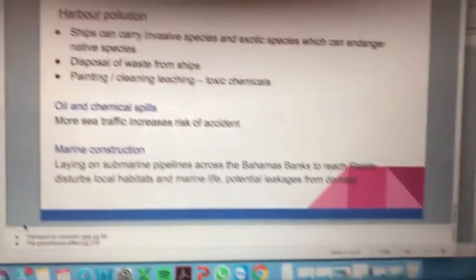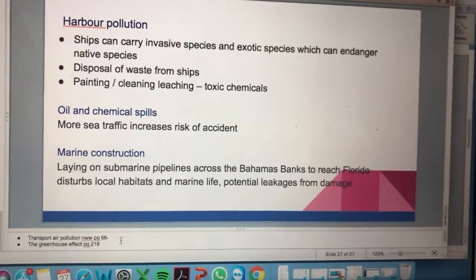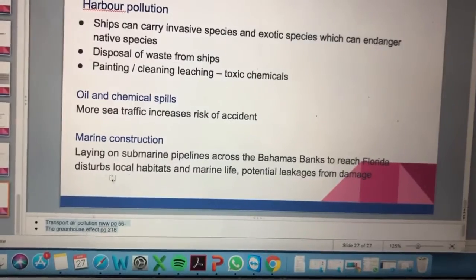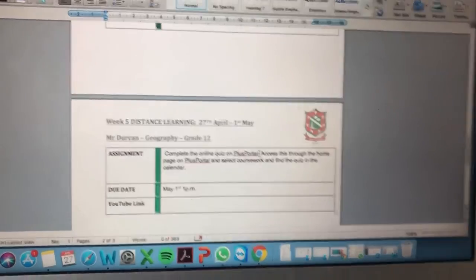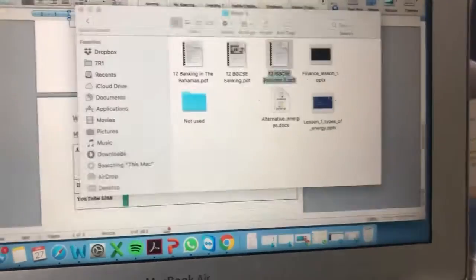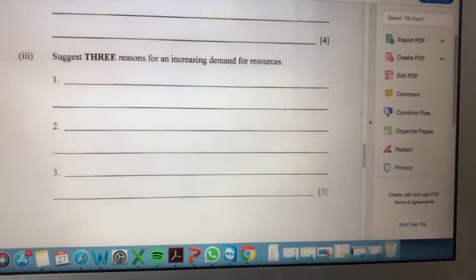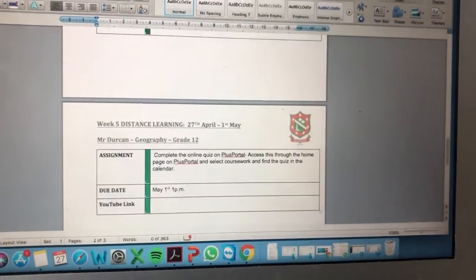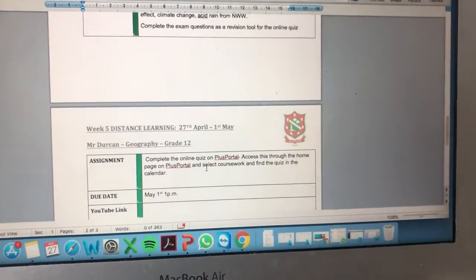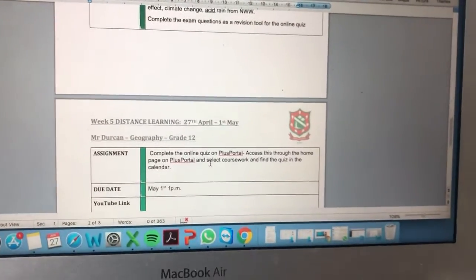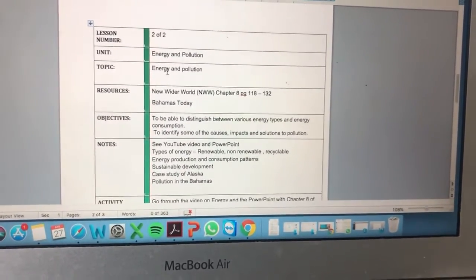So I've just gone through that. Now, when you come to do some revision on pollution, I would also look at New Wider World. I've put some pages at the bottom here, and I've also put them in your instructions, so that once you have done that, you can have a go at these questions, upload them, and then complete the online quiz on Plus Portal, which will be a mixture about energy and pollution, okay? We focus mostly on this lesson 2 of 2.